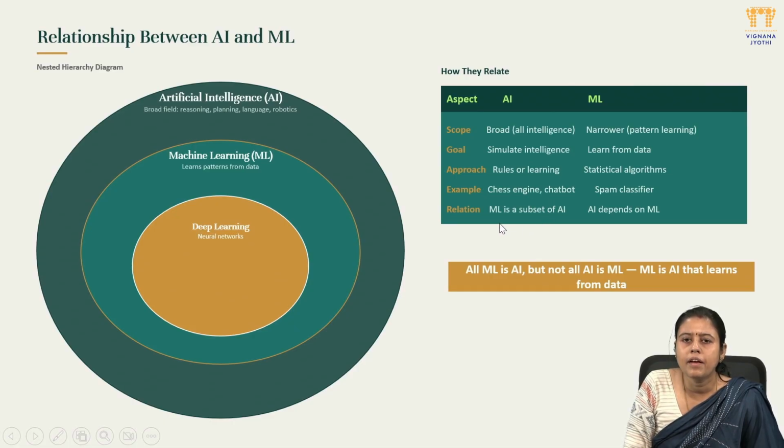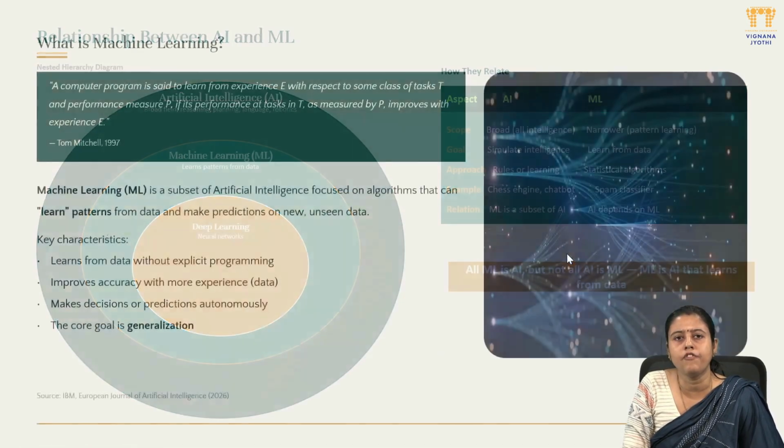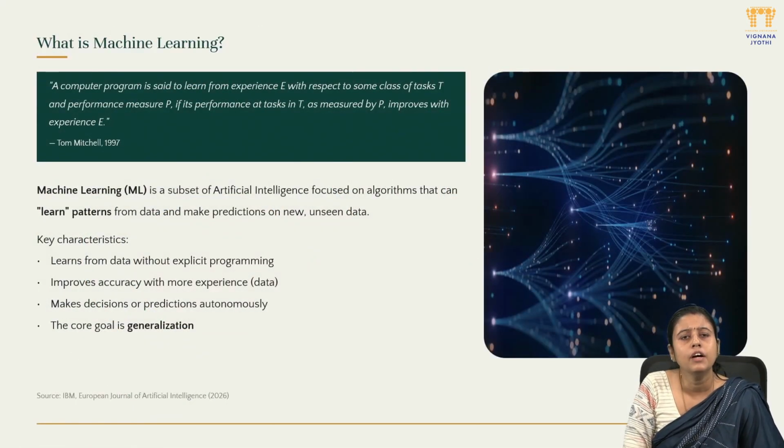So as I told, in one word we can say ML is a subset of AI, and AI is also a superset of ML. So now it comes into our life. What is machine learning?